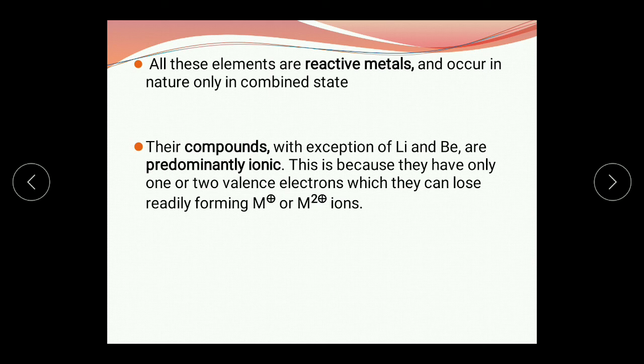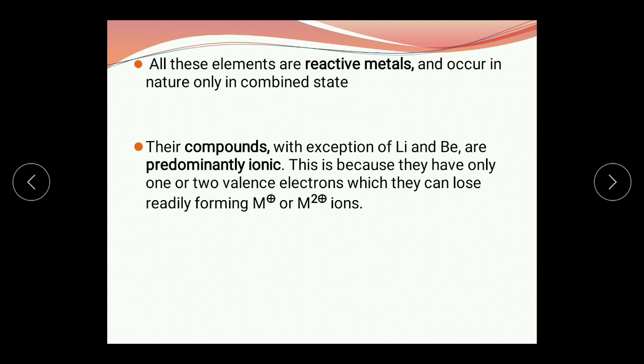What do you mean by an ionic compound? Do you know about covalent compounds? A covalent bond is formed by sharing of electrons, while an ionic bond is formed by transfer of electrons. The one which donates gets a positive charge and the one which accepts those electrons gets a negative charge.